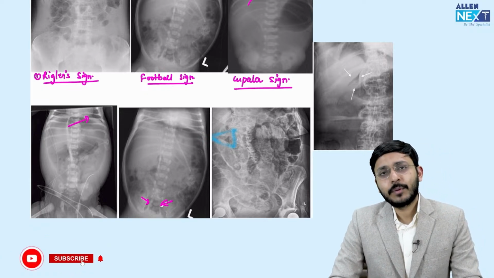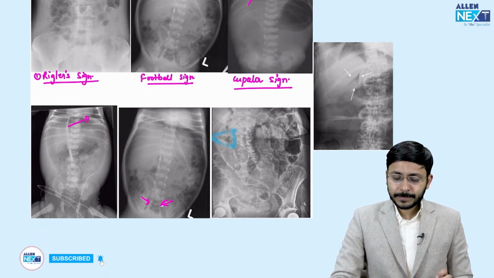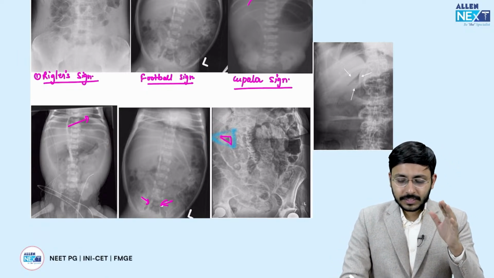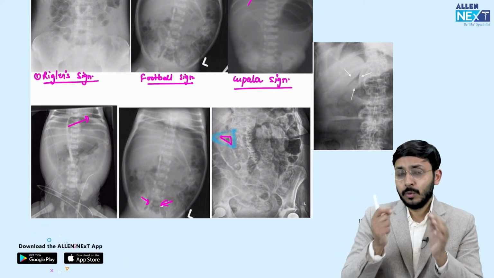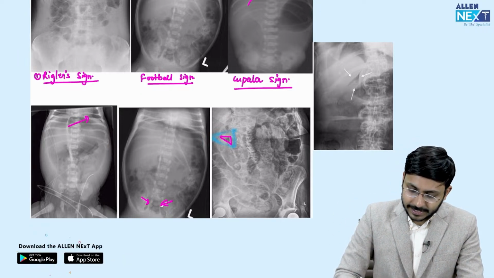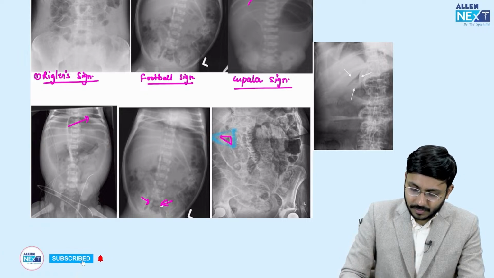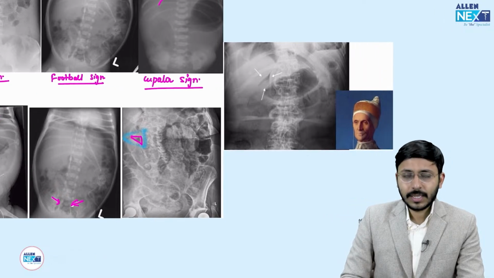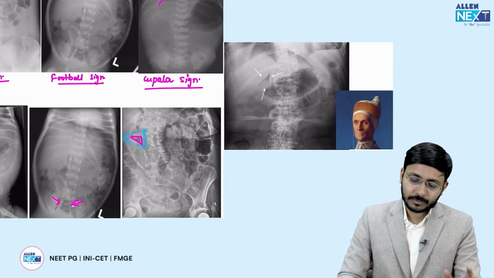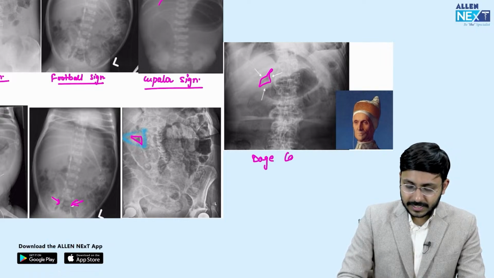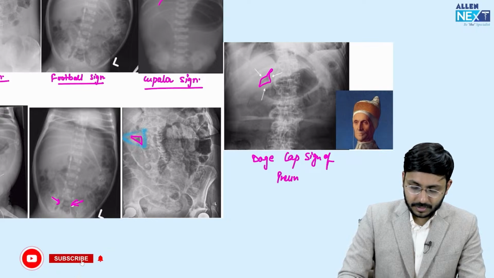Now, another sign seen in small pneumoperitoneums is this triangular air which gets entrapped within the bowel loops. This is the telltale sign, or the triangle sign of pneumoperitoneum. And if the air is in Morrison's pouch, this is the Doge's cap sign of pneumoperitoneum.